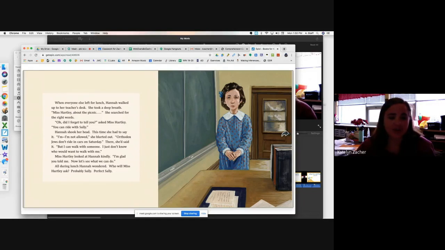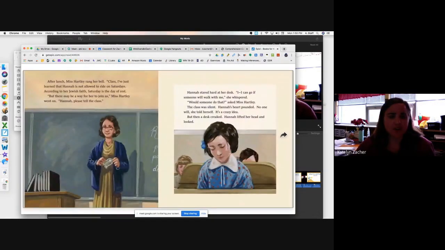All during lunch, Hannah wondered, who will Miss Hartley ask? Probably Sally. Perfect Sally. After lunch, Miss Hartley rang her bell. "Class, I've just learned that Hannah is not allowed to ride on Saturdays, according to her Jewish faith. Saturday is a day of rest. But there may be a way for her to join us," Miss Hartley went on. "Hannah, please tell the class."